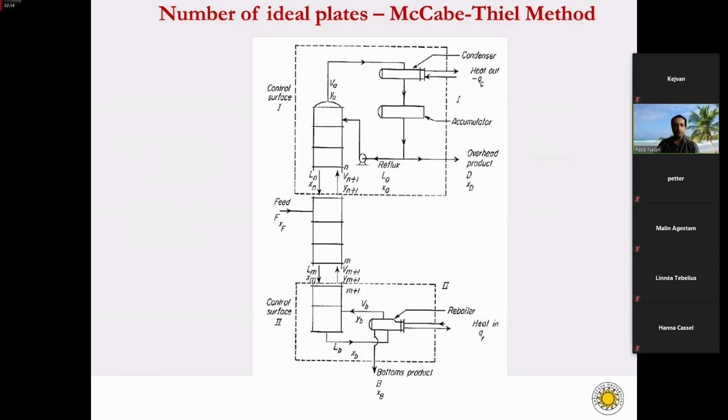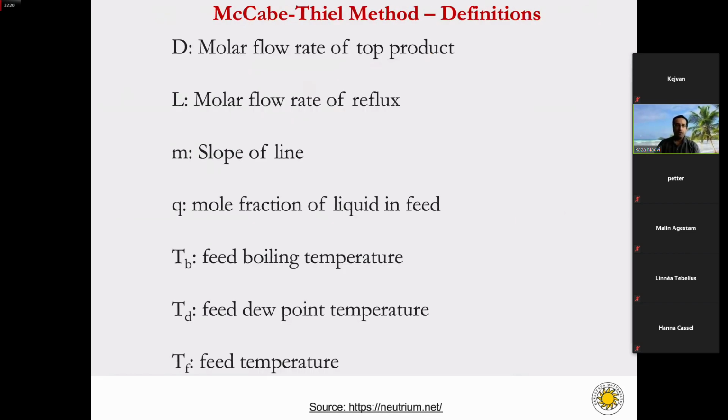So if we assume that we have this kind of distillation column, we can denote the terminologies for the streams entering or leaving it. D is the molar flow rate of the top product, L is the molar flow rate of the reflux, M is the slope of the line, and Q is the mole fraction of the liquid in the feed, along with some temperatures: the feed boiling temperature, the dew point, and the feed temperature, TF.